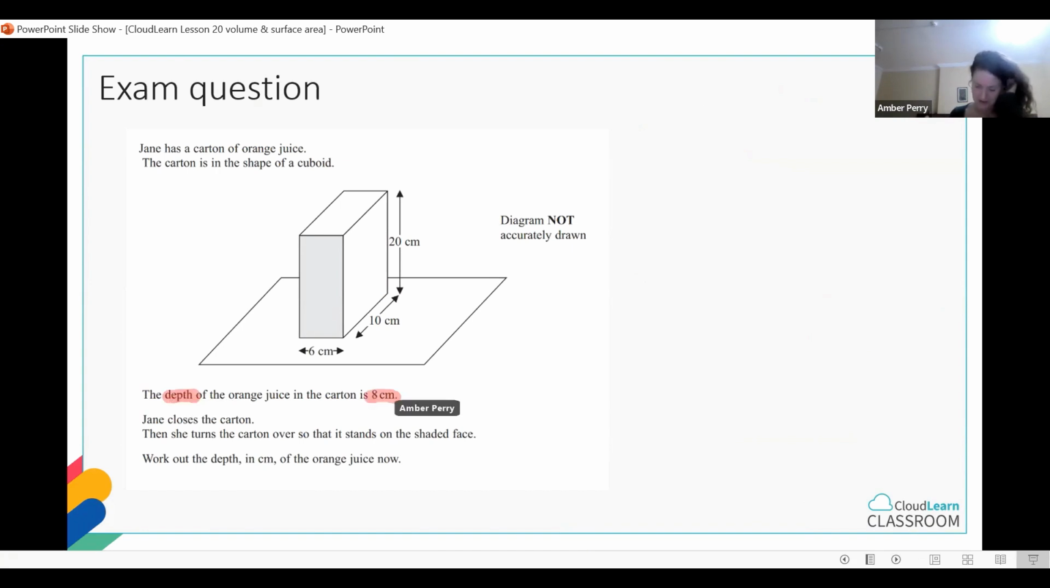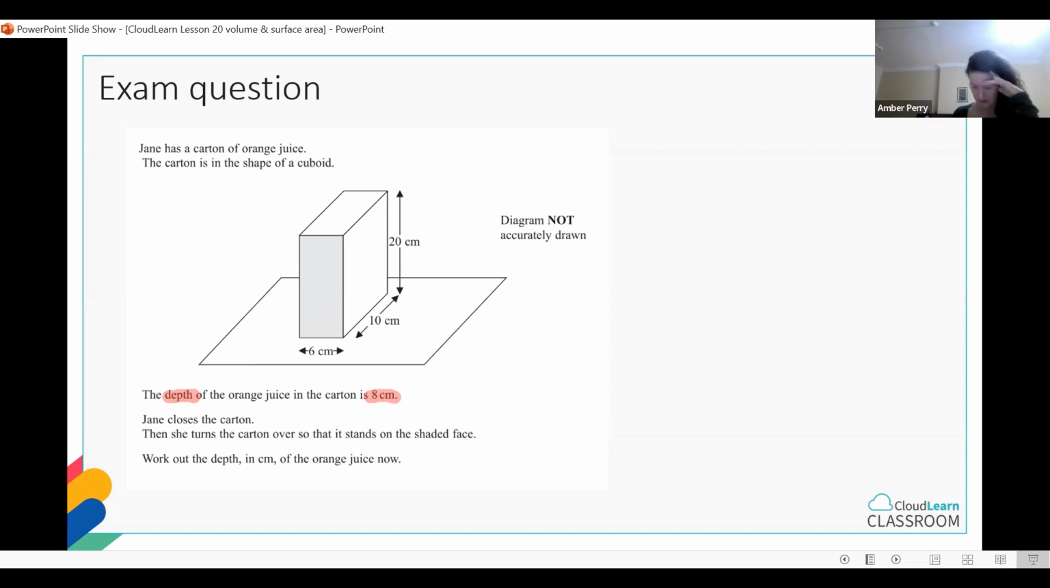Jane closes the carton and turns the carton over so that it stands on the shaded face. And it says, work out the depth in centimeters of the orange juice now. I think it's quite a tricky question. If you're sat in an exam, you're trying to visualize doing this. It can be quite tricky to know where to start.